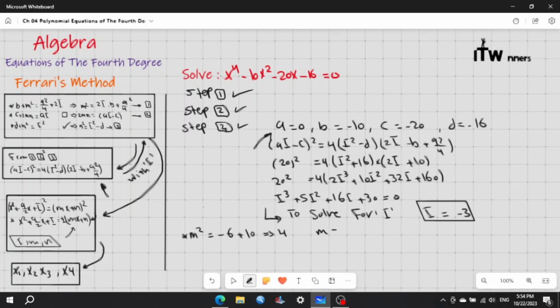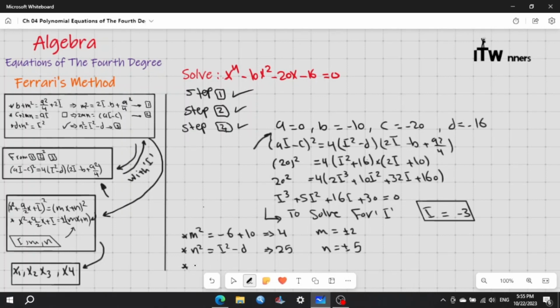Again for n, n squared equal to I squared minus d. So we have I squared, 9, and negative d, plus 16. So we have 25, and n equal to plus or minus 5. Okay, we can stop here.